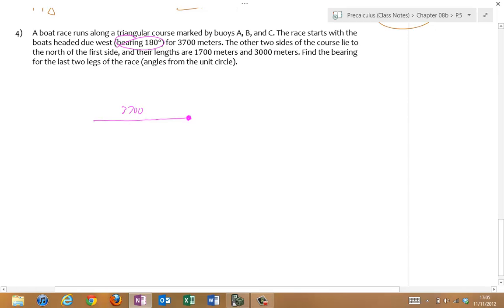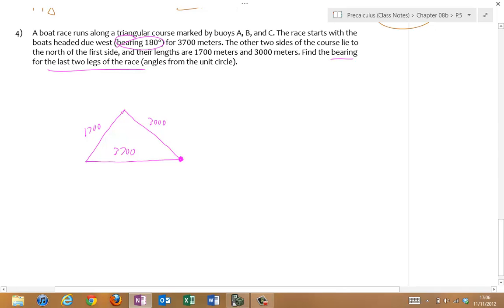The other two sides of the course lie to the north of the first side. So this moves down. The other two sides lie to the north of the first side, so we're going to turn this way. We have a length of 1700, and then we have a length of 3,000 meters. And it wants to know the bearing of the last two legs of the race relative to the unit circle.